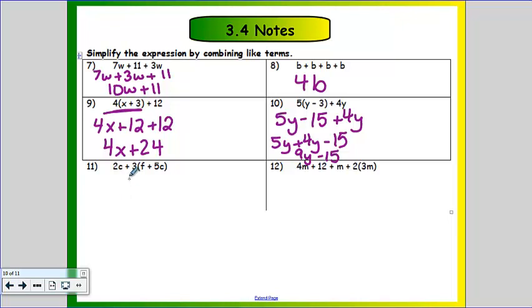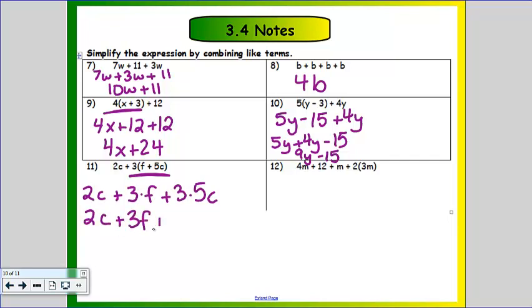So again, first I'm going to start by distributing because that's multiplication. So I have 2c plus 3 times f plus 3 times 5c. So the 2c stays the same. 3 times f is 3f. 3 times 5c, I'm going to multiply 3 times that 5, and that gives us 15c. So the coefficient here is 15.